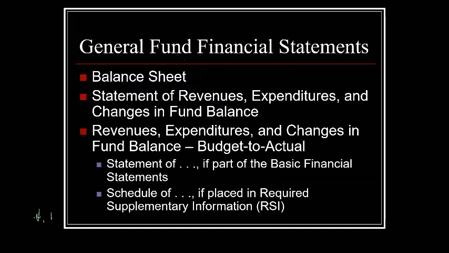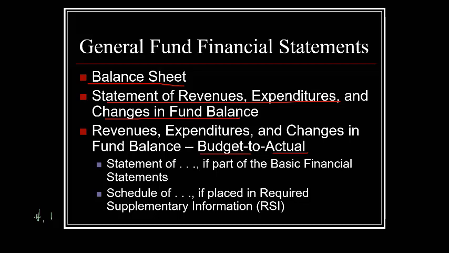The next step was moving to the general fund financial statements. We have a group of financial statements, and we actually talked about some of them when we talked about the government-wide financial statements and the fund financial statements. We have some main financial statements, like the balance sheet, the statement of revenue, expenditure and the change in fund balance, and we also have revenue, expenditure and the change in fund balance, budget to actual.